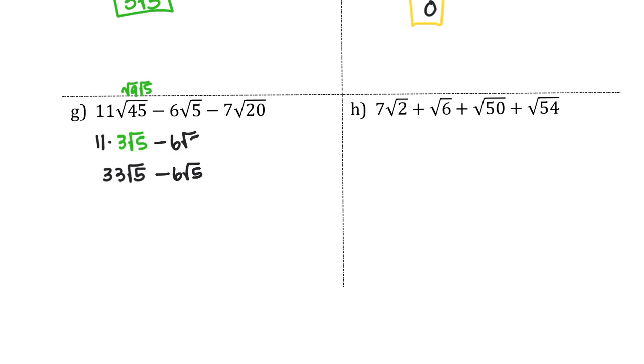Now let's look at the root 20. Square root of 20, let me do 4 times 5. So that's minus 7. The square root of 4 is 2. Square root 5, and remember I'm multiplying the 7 times the 2, so this is minus 14 square root 5s. And now everything is a square root 5, so I can combine them. 33 square root 5s minus 6 square root 5s is 27 square root 5s. And then if I subtract 14, now I have 13 square root 5s.